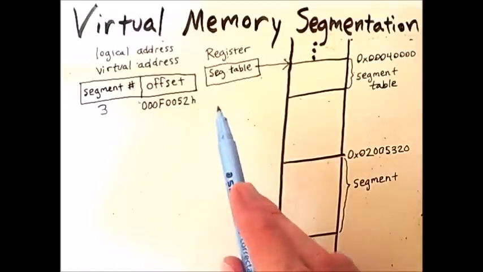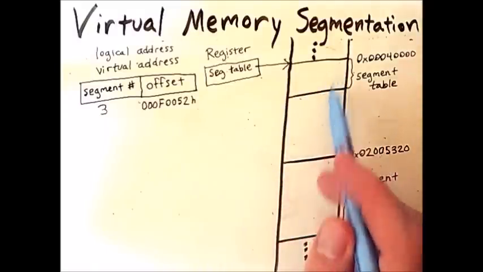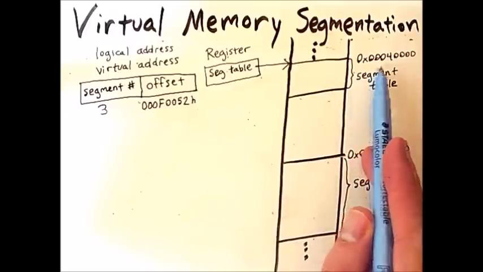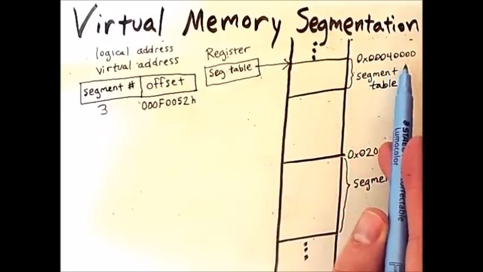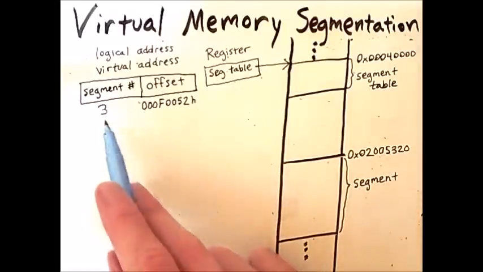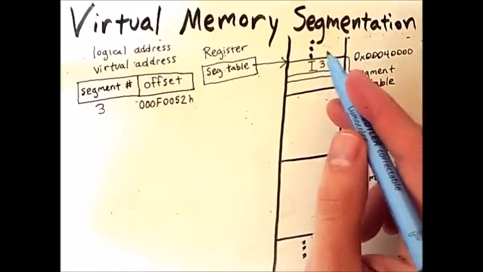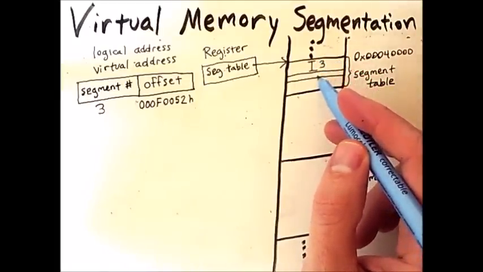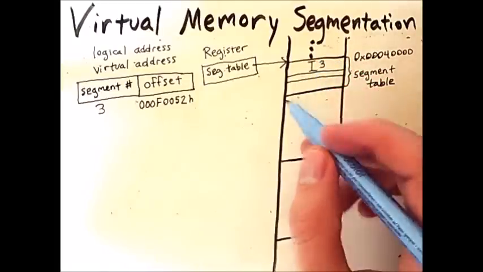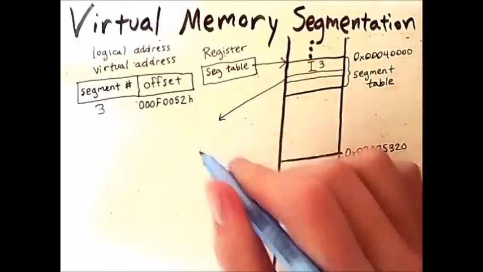Similar to a paging system, we will have a register on the processor that holds a pointer to a table, in this case, a segment table. So the segment table is stored in memory at address 00040000 hex. And we want the third entry. And if we go 3 units from the start of the table, we will find an entry, which I will extract and write large here.